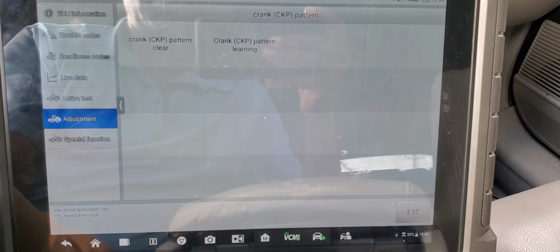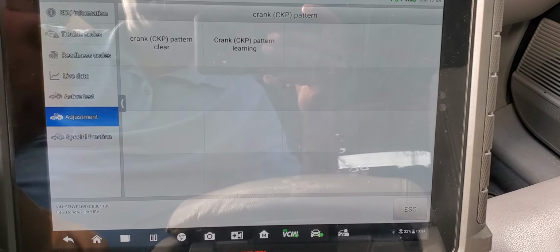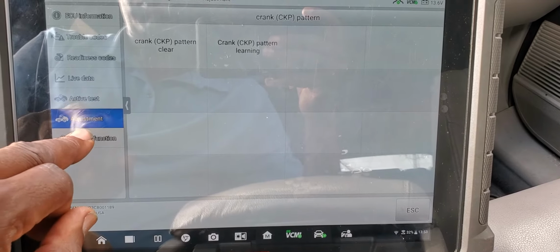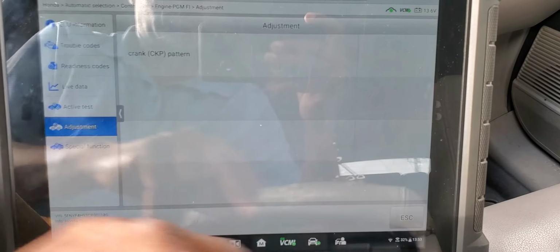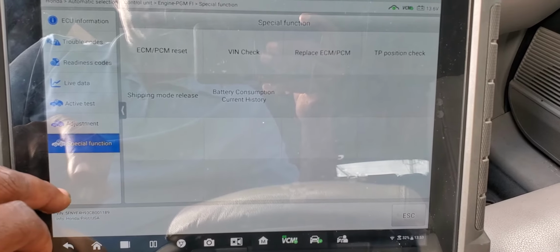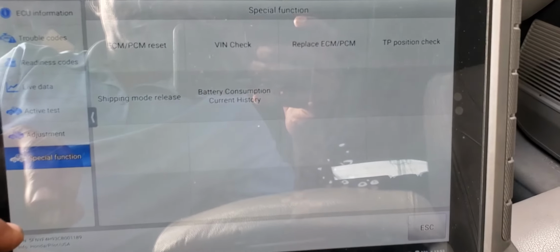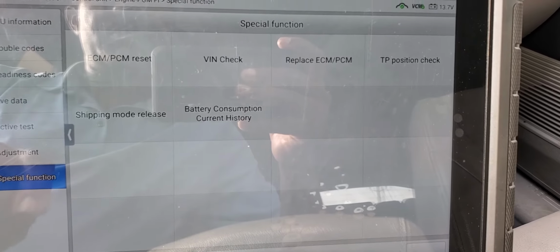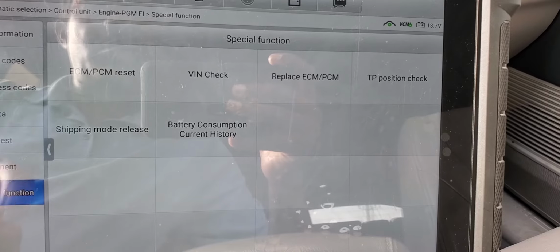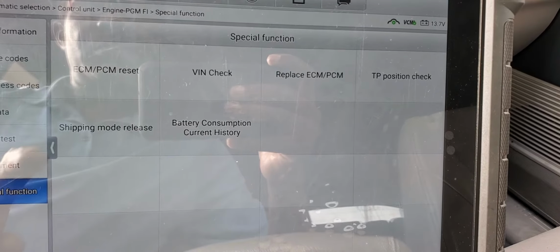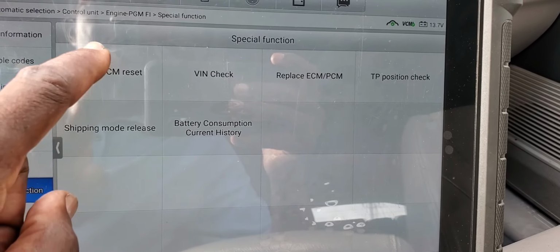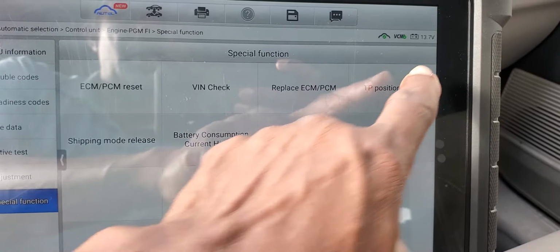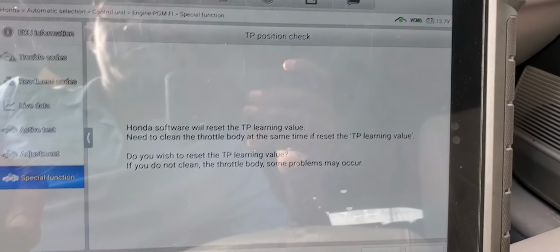Please start the engine. Okay, I'm going to go back to special function. Escape this. I don't have anything there. Special function. Now I'm supposed to get something here. TPS position check. Shipping mode. ECM PCM reset. Replace ECM. Let me check here.